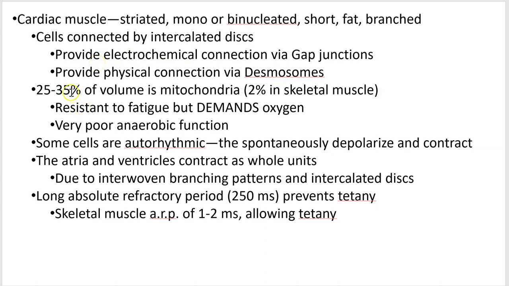Heart muscle cells are like a third, 25 to 35% mitochondria. That's a lot. There's only 2% mitochondria in skeletal muscle. Now, you can get a lot of aerobic activity out of skeletal muscle just fine, but it can also run anaerobically pretty well for at least bursts. Heart muscle, nah, not good at anaerobic at all. You have to have oxygen.